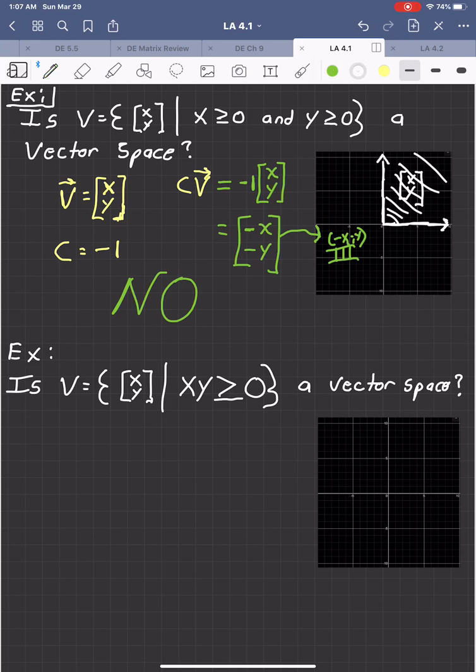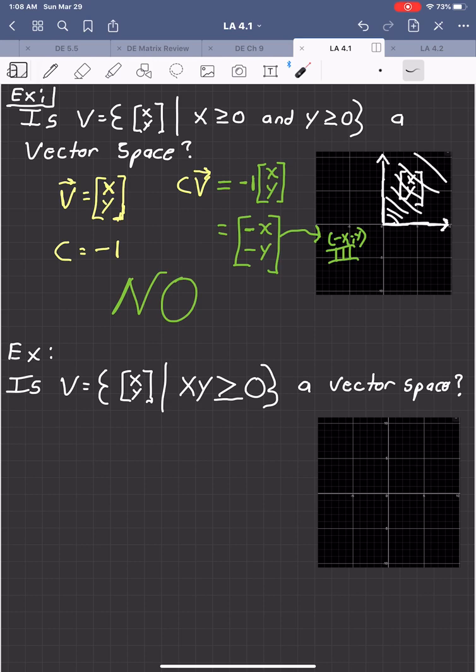Ready? So we're asked the same question. Is V a vector space? Well, let's read how they've defined V. So V is the set of vectors in R2 such that x multiplied by y has to be greater than or equal to 0. In other words, every time you take x times y, you should always get a positive number. You should never get a negative number.